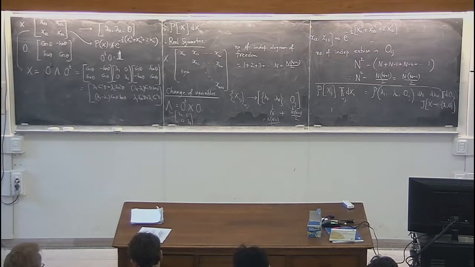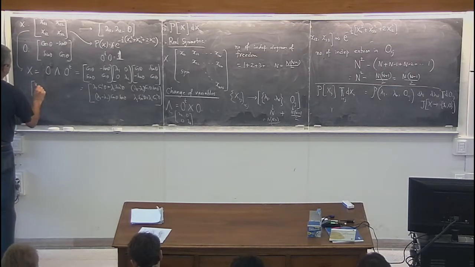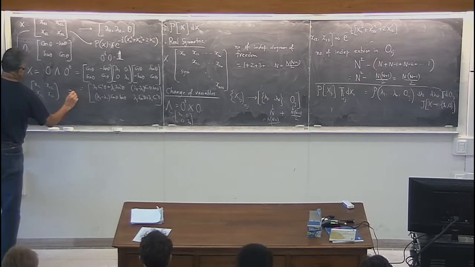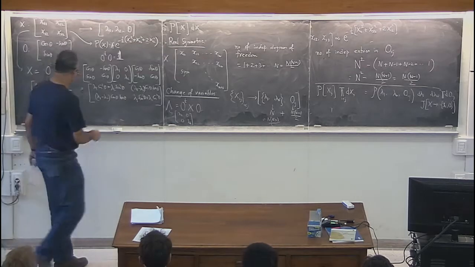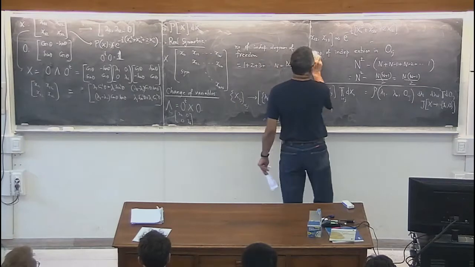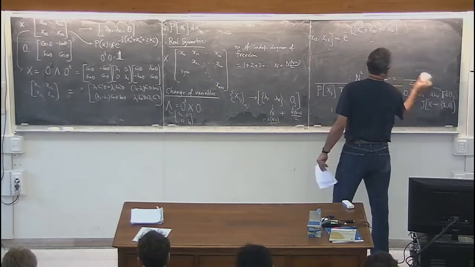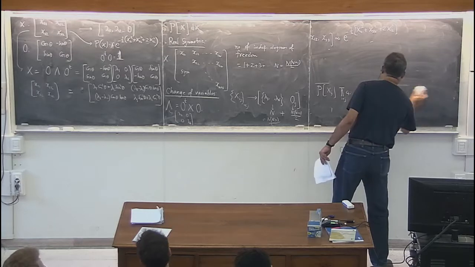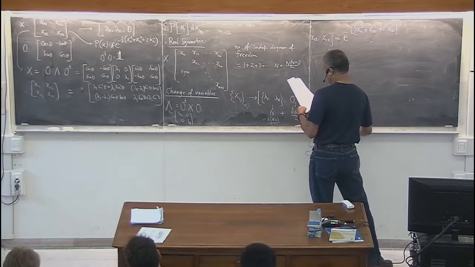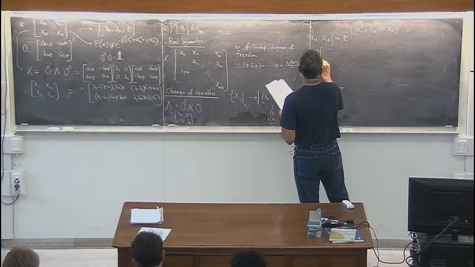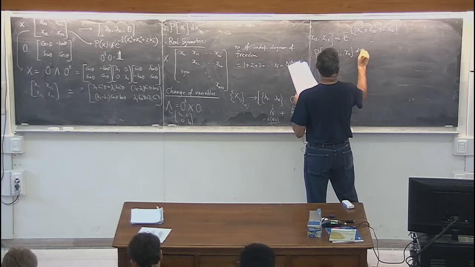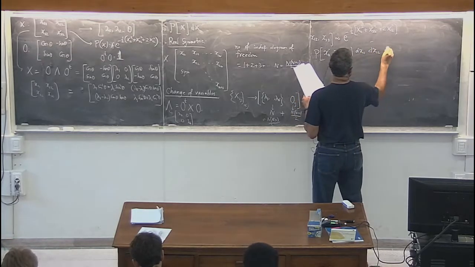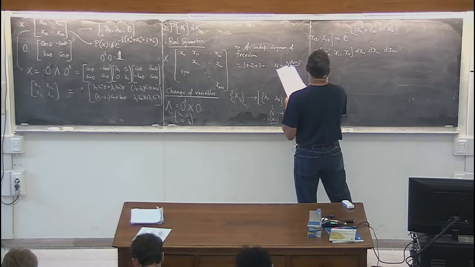Okay, so this is my x11, x12, x12, x22. Okay, so now this guy, so P of x11, x12, x22, dx1. So this is equal to that.